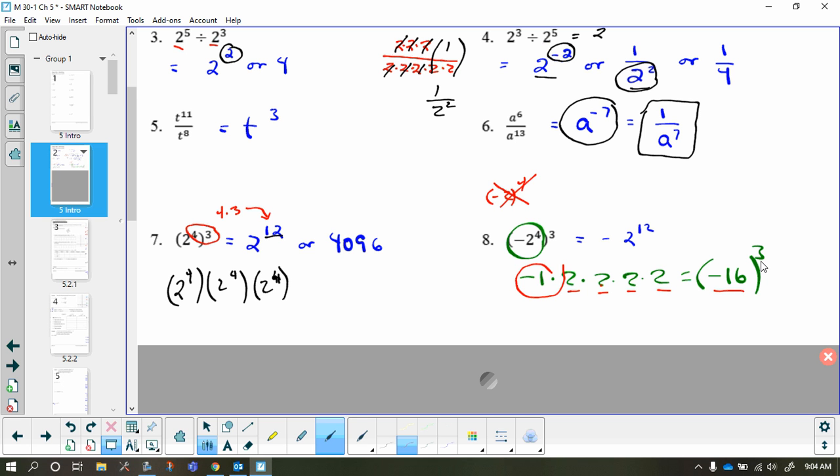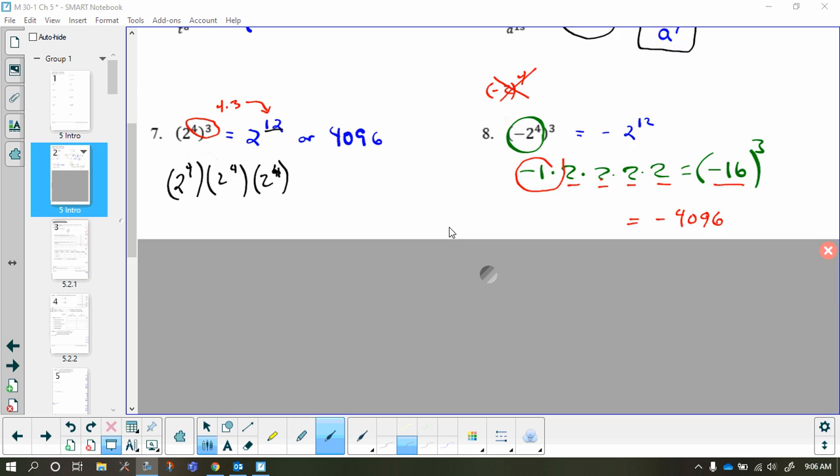And then we could evaluate that as well, and that would give us negative 4,096. Again, now we have a negative to an odd exponent, so we do get a negative answer. Let's continue on.